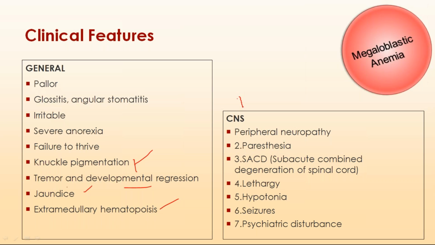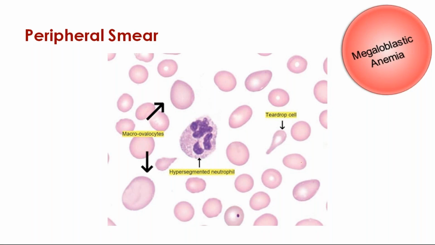In B12 deficiency especially, the CNS manifestations are very common, like peripheral neuropathy, paresthesias, subacute combined degeneration of the spinal cord, lethargy, hypotonia, seizures, and psychiatric disturbances. This is the peripheral smear.